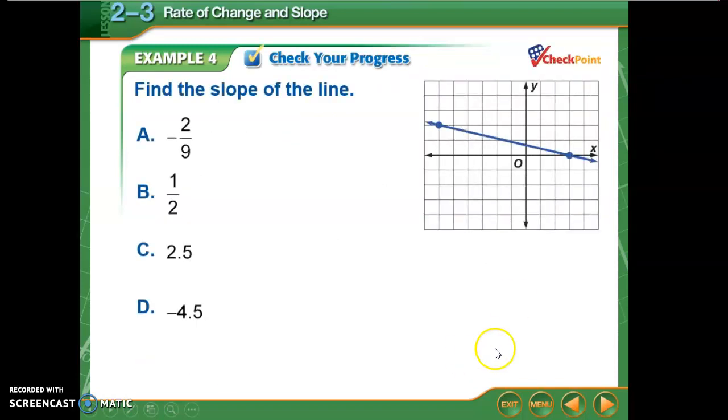Alright, try this one. You can count or you can solve. Okay, let's count. 1, 2. So going up is positive 2. That's your rise. Over, we're going to go to the left. So 1, 2, 3, 4, 5, 6, 7, 8, 9. To the left means negative. So negative 9. So that is your slope of the line by counting.